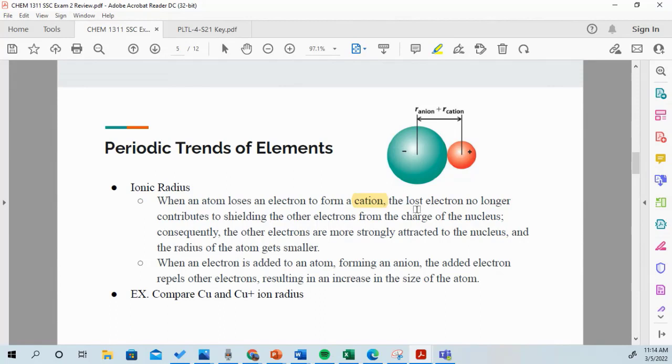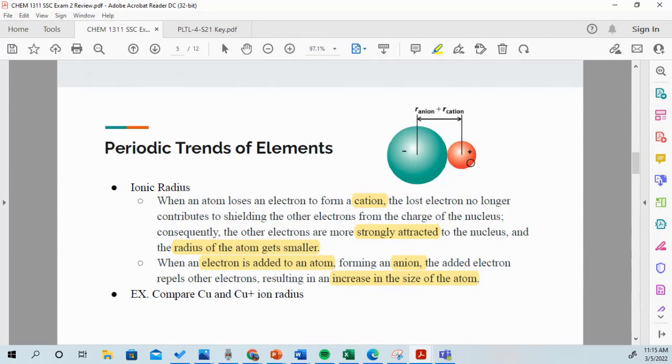Okay, so for cations, there's a loss of electrons, so the shielding is no longer as strong. So you just have greater attraction, and so your radius is going to be much smaller. Versus we have an anion where an electron is added. You have greater shielding now, and you have further repulsion. So there's actually going to be an increase in size of the atom because the attraction is not going to be as much. So an easy way to remember this is this figure right here.